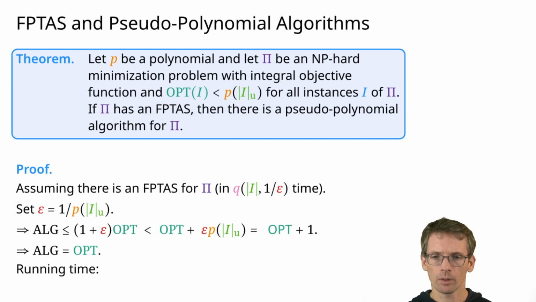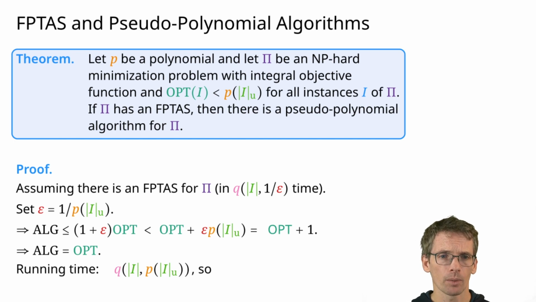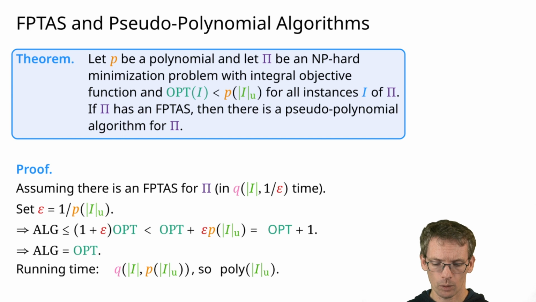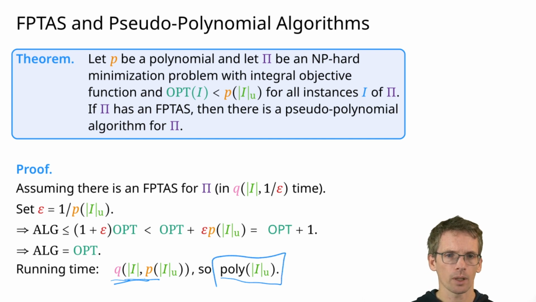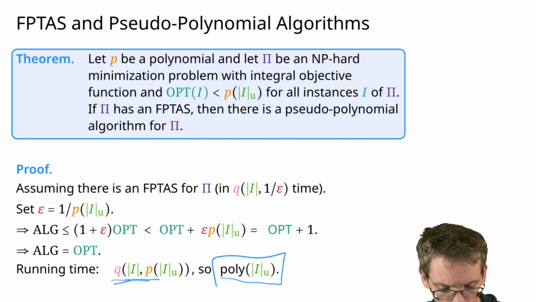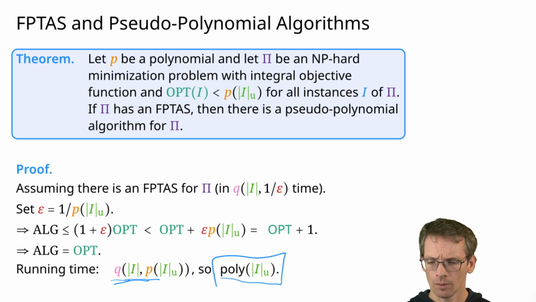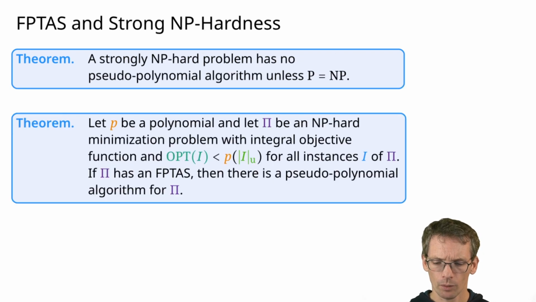So why pseudo-polynomial time? Let's look at the running time. The running time of this algorithm is the running time of our FPTAS. And now we have to plug in the epsilon here. The epsilon is the p of the unary encoding. And that is a pseudo-polynomial time algorithm, because it's now polynomial. So I'm applying a polynomial to a polynomial. That's a polynomial here. So this is interesting for itself, but it is also interesting for the following reason.